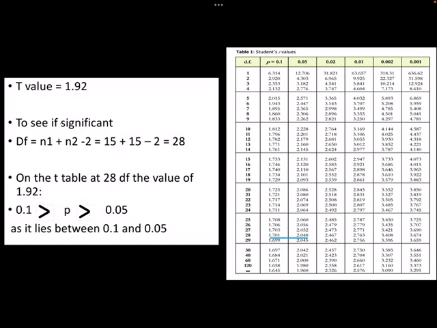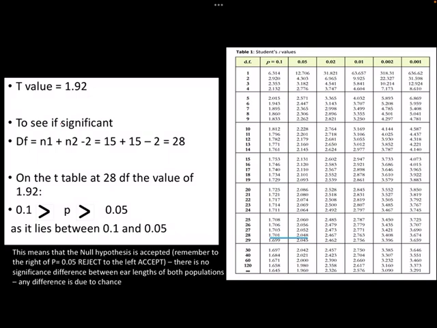Okay, so as you can see there, you can then ask, am I going to accept or reject the null hypothesis? Because it is lying to the left of 0.05, we will accept the null hypothesis. Remember, if it's to the right, you reject. If it's to the left, you accept. And because we're accepting it, we're saying that there is no significant difference between ear lengths of both populations, and any difference is due to chance.